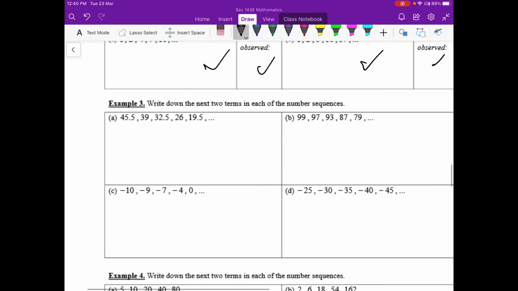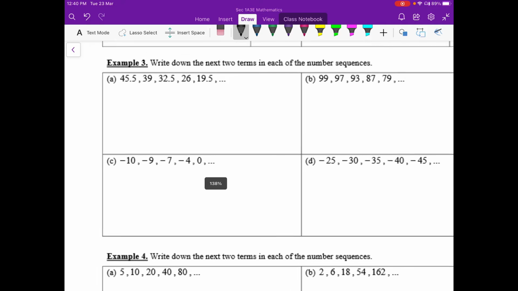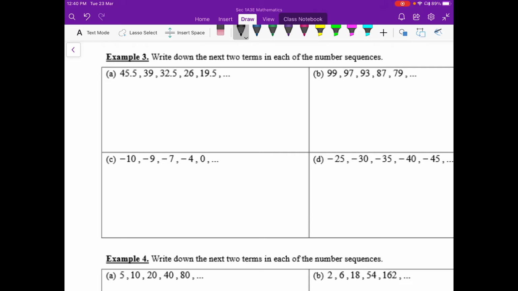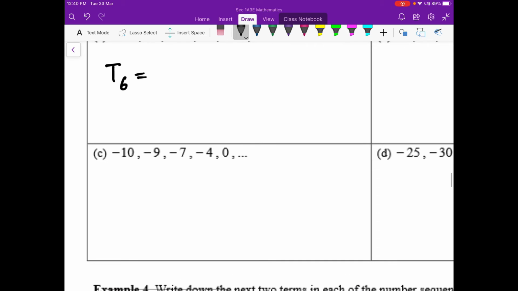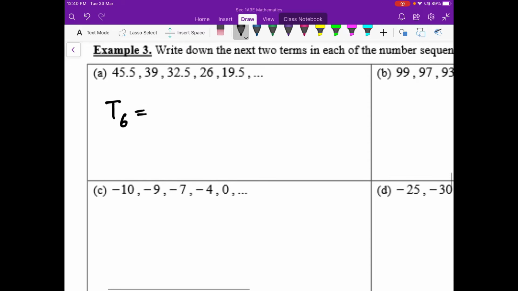Okay, all these were done. Let's go down to example number 3. Write down the next 2 terms. So how do we call the next term? This is term number 1, term number 2, term number 3, term number 4, term number 5. So we need term number 6. We need to write down what term number 6 is. I want you to write down this notation exactly as what I have on the screen. Term number 6, T with a small 6. You have to practice writing this down. Then we are ready to find out what is the sequence.